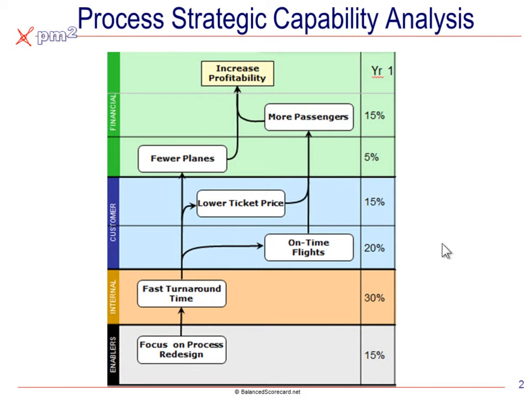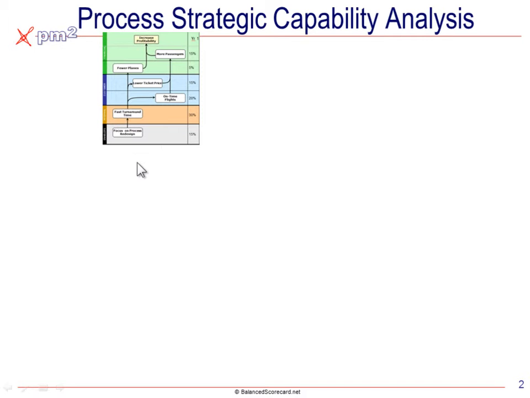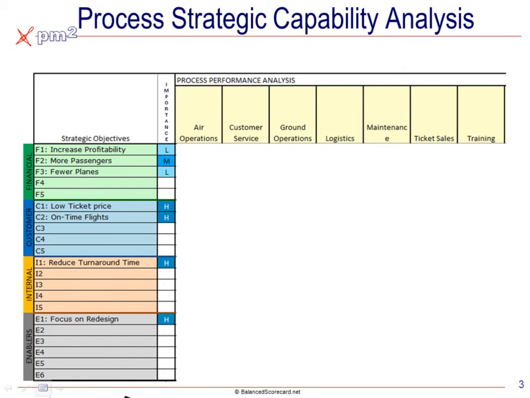A strategy map shows you your organization's strategic objectives, how they link together to create overall success, and of course their weighting, the priority that you have around those objectives for this year. Now imagine if we take that strategy map and list those objectives down the left side of a spreadsheet. Then across the top we could list your core processes.